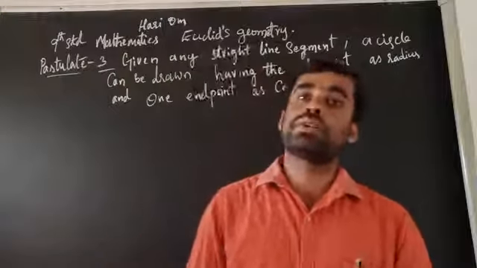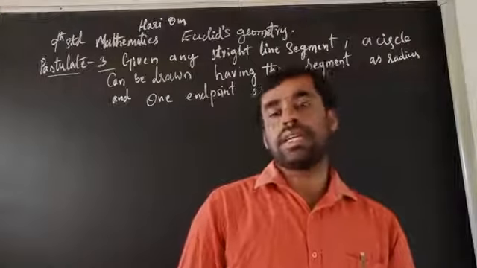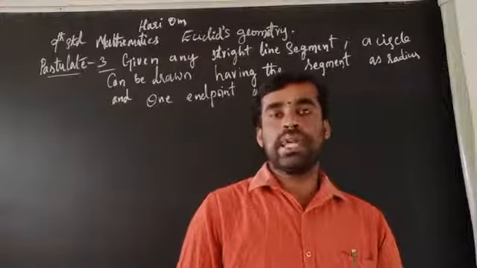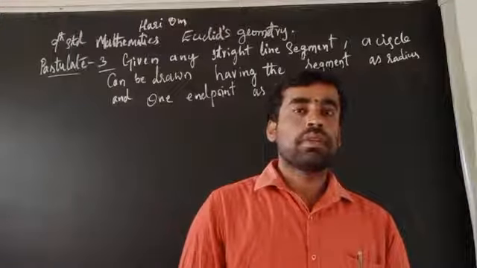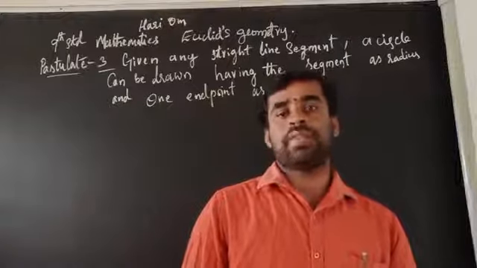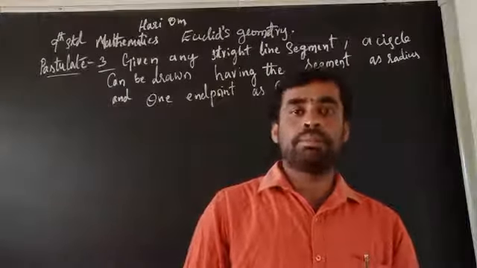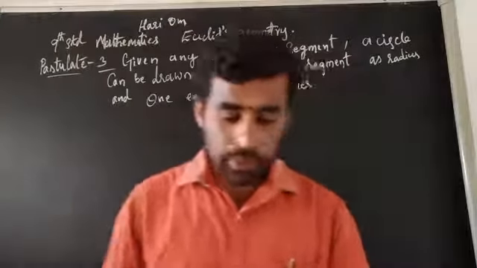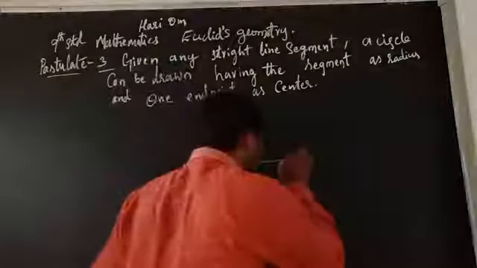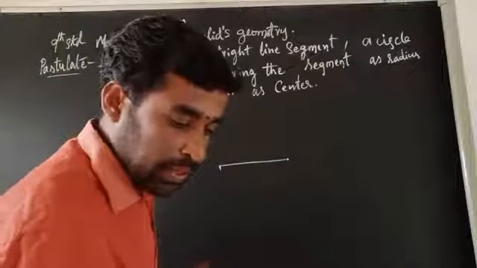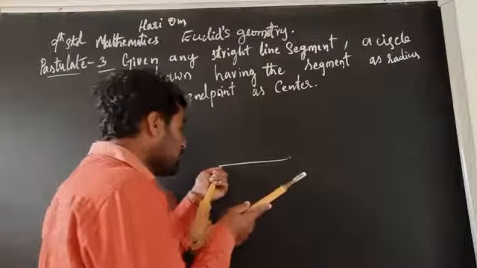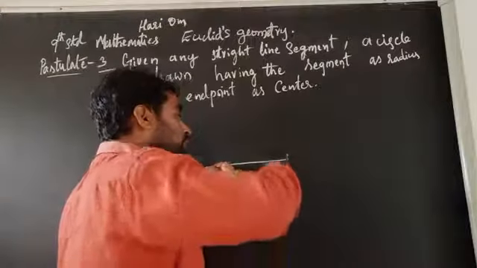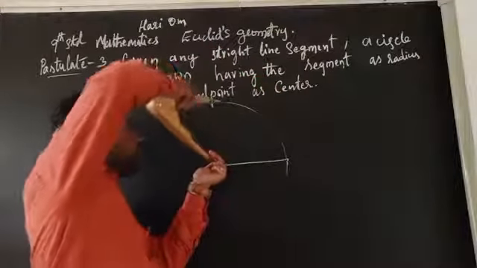Today, we are going to discuss the next postulate. Given any straight line segment, a circle can be drawn having the line segment as radius and one point as center. For example, here I am going to draw a line segment. For this line segment, I am going to draw a circle. Consider one of the end points as the center and the other point as the radius. Now we can easily draw a circle.